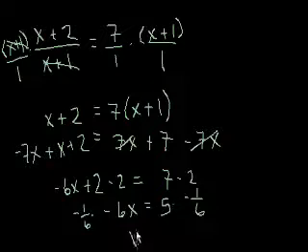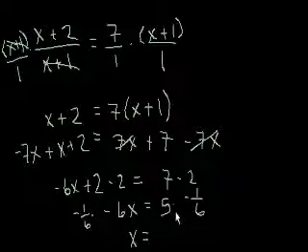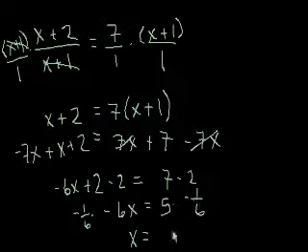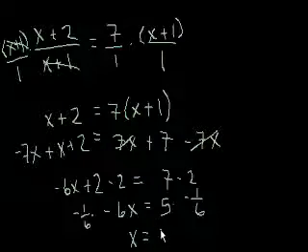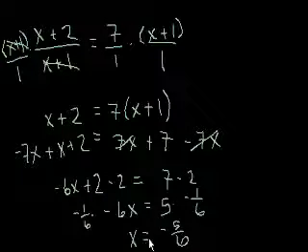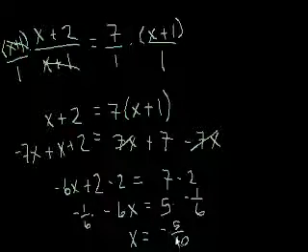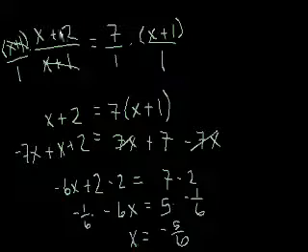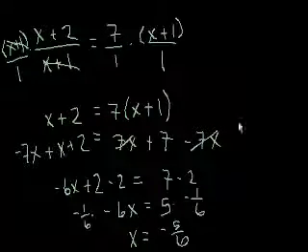So we just get x is equal to 5 times negative 1/6. Well, that's negative 5 over 6. And we're done. And if you wanted to check it, you could just take that x equals negative 5/6 and put it back in the original equation to confirm that it worked.